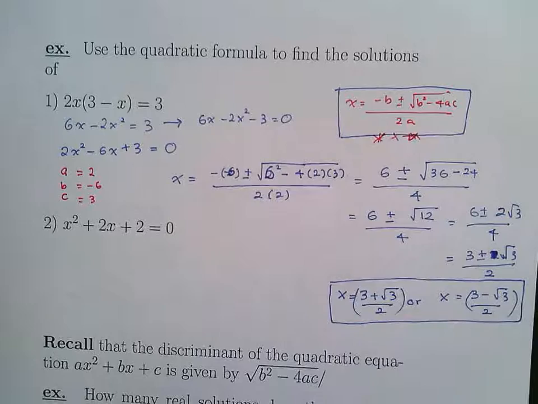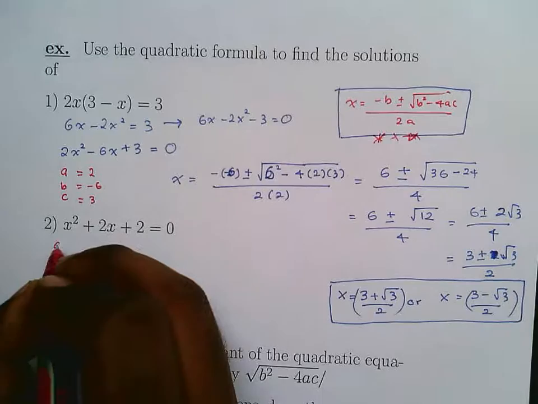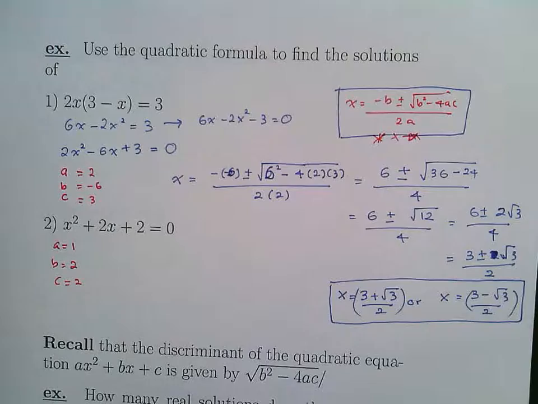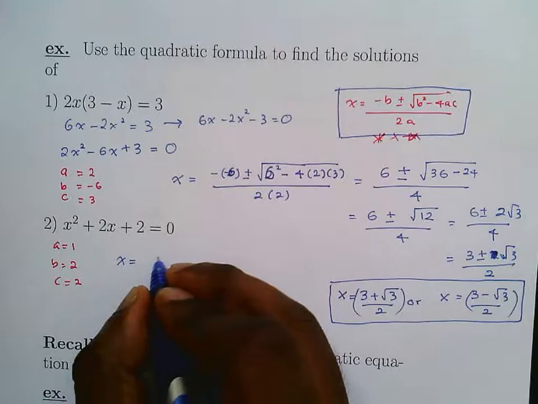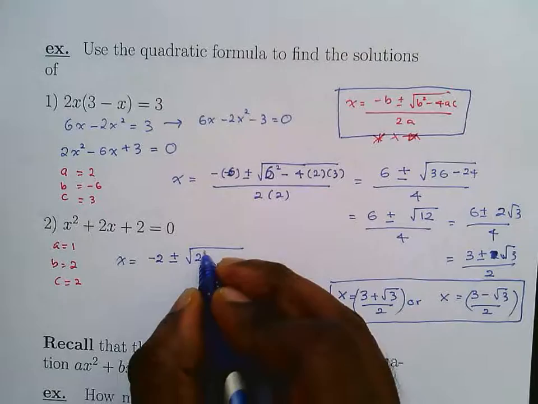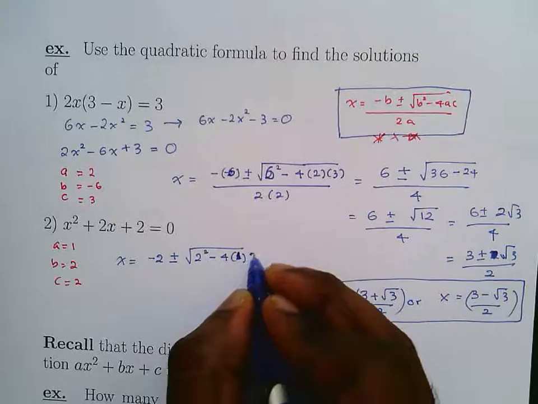Okay, and the other one is perfectly arranged, so you can just do the formula. A is equal to 1, B is equal to 2, and C is equal to 2. Now here you get x is equal to negative b, which is negative 2, plus or minus square root of b squared minus 4ac, all over 2a.